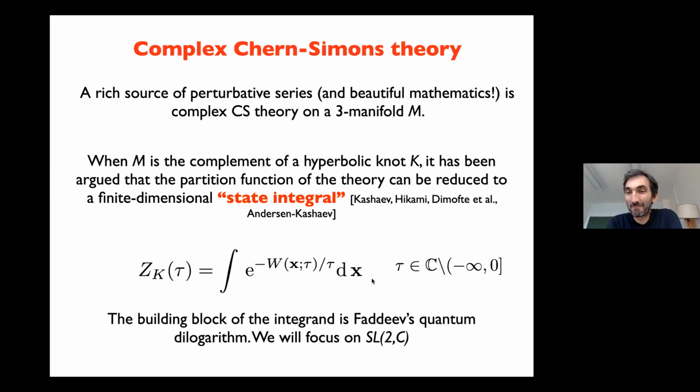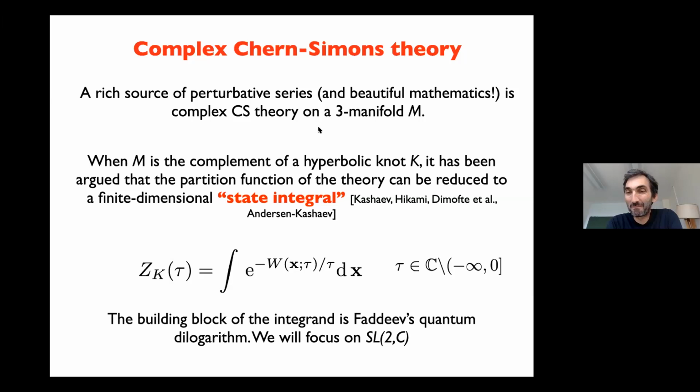Okay, so let me then come to the main topic of my talk, which is complex Chern-Simons theory and the knot invariant associated to complex Chern-Simons theory. The reason to look at complex Chern-Simons theory, if you work from the point of view of resurgence, is because this is a very rich source of perturbative series, and on top of that you have very beautiful mathematics associated to it. We know that complex Chern-Simons theory is one of the places in which you might be able to follow this resurgent program to the very end.